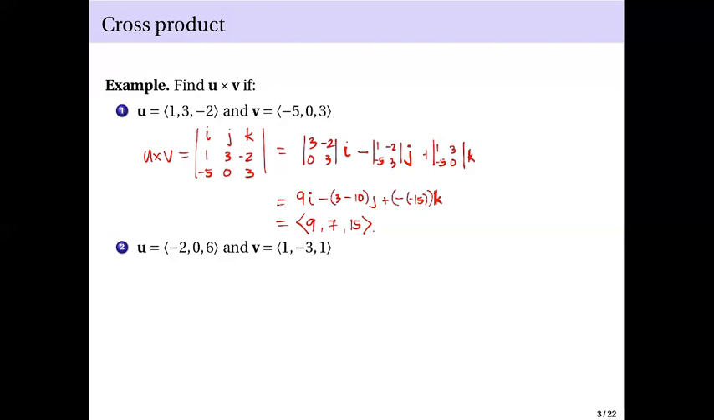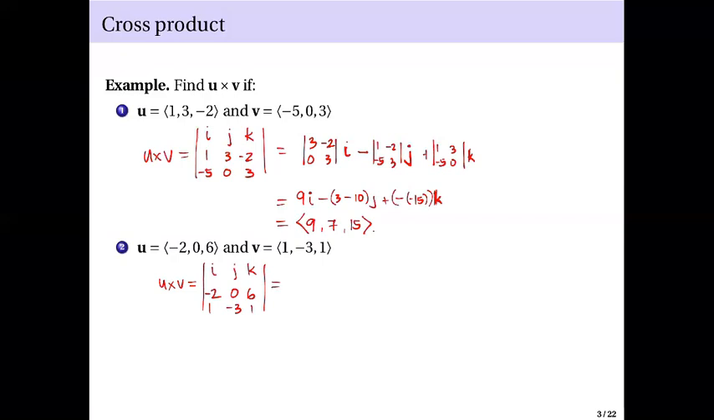For item number 2, let's do the same thing. You have the cross product of u and v. So it's the determinant of this matrix, i, j, k. For the second row, you have -2, 0, 6. And then for the third row, you have 1, -3, and then 1. So work on your desk and let us compare answers.